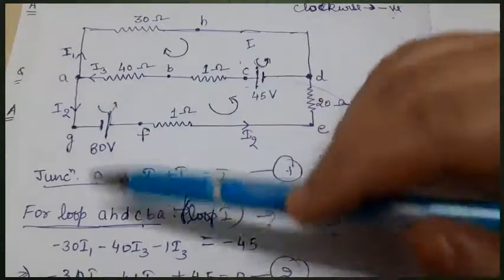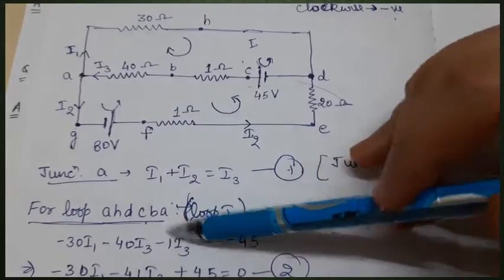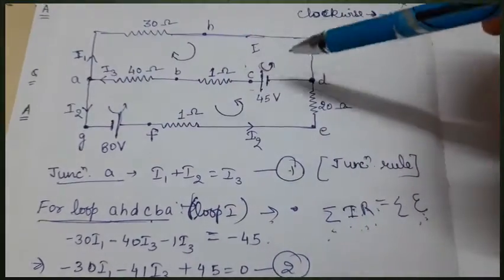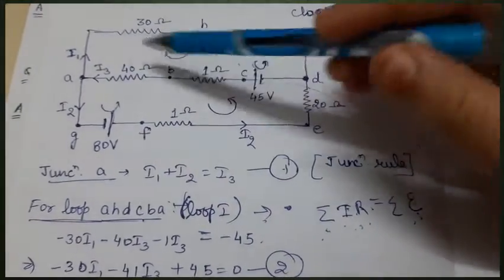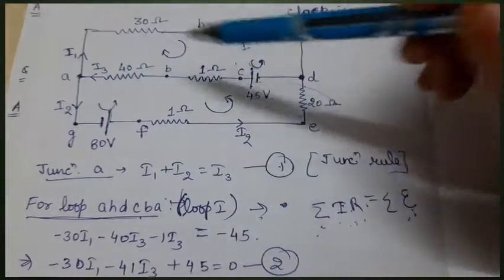For example, we consider the loop AHDCBA. It is the upper half of the loop.